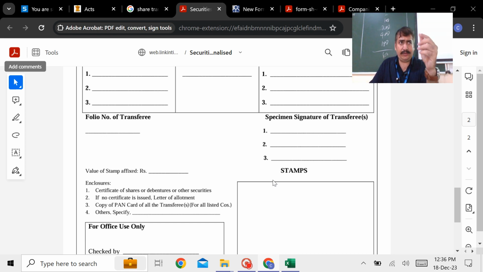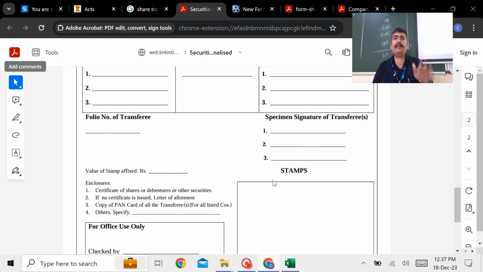So in Gujarat it is 0.25%. 0.25, not even 1%, one-fourth of the 1% on the total value of the consideration you're taking there. So 0.25% of the total value you have to pay to the state government on this. And then guys, this form needs to be submitted to the company along with the share certificates.